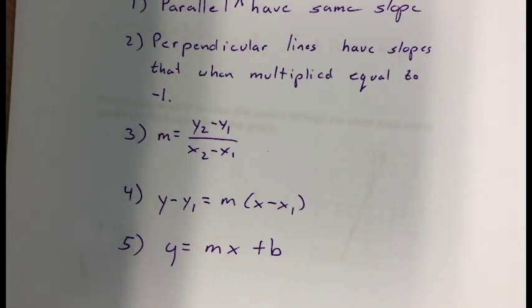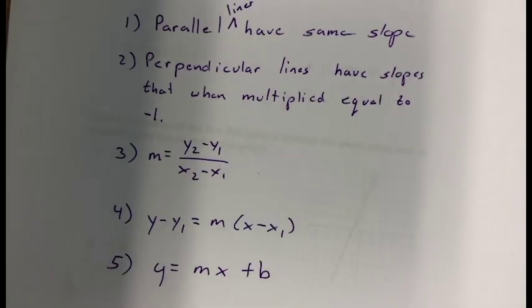Also, these three equations: your slope equation, y sub 2 minus y sub 1 over x sub 2 minus x sub 1. Your point slope equation, y minus y sub 1 equals m times x minus x sub 1. And of course, the slope-intercept form, y equals mx plus b. All of these are coming back, and we're going to work with them together. So let's just go ahead and get to the point of the matter.